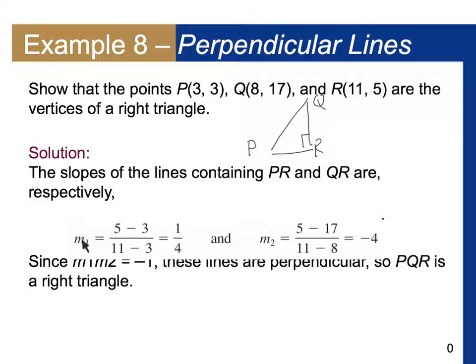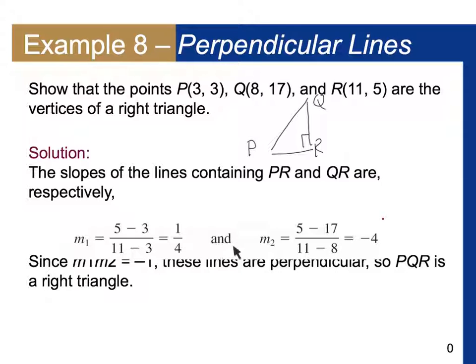So we're going to take the slope of PR and the slope of QR and see if they're negative reciprocals. M1, that would be PR, that would be 5 minus 3, change in Y, over 11 minus 3, change in X. So 5 minus 3 is 2, 11 minus 3 is 8, and that reduces to 1/4. Now let's look at QR. We would say 5 minus 17 is our change in Y, so minus 12, and then 11 minus 8 is our change in X. So minus 12 over 3 is minus 4.